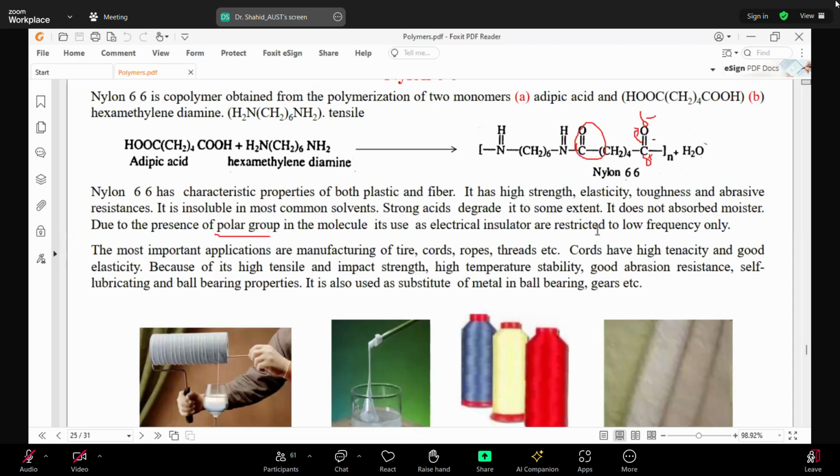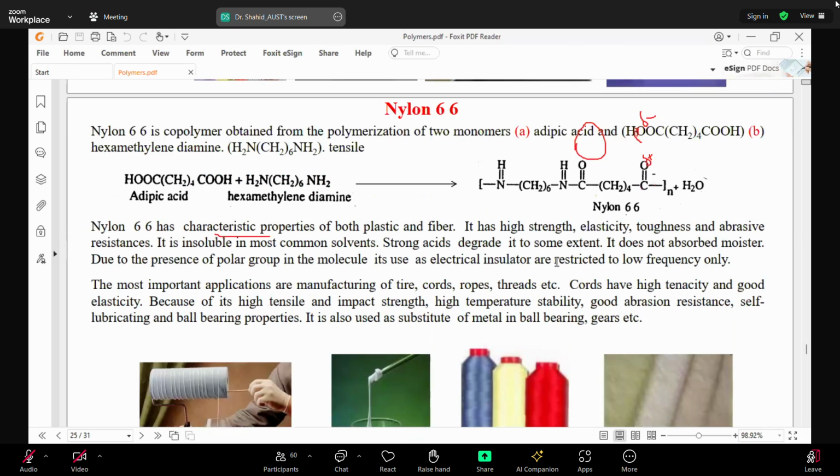Nylon 66 is very hard and has high strength, and also it has some elasticity, proper toughness, and abrasive resistance. It is insoluble in most common solvents. Strong acid degrades it to a little bit of extent, but it does not absorb moisture due to the presence of polar groups.